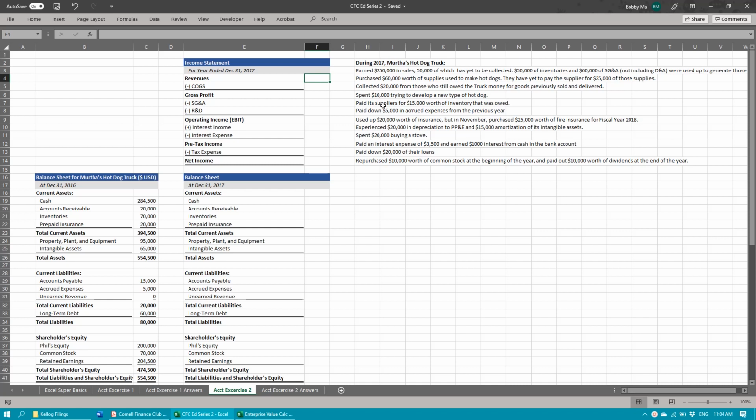Here, the first line is that we generated $550,000 in sales, $50,000 of which has yet to be collected, and $50,000 of inventories and $60K of SG&A that does not include a D&A portion were used up. The only reason I included this part was to make the numbers work. I realized a mistake, so I had to put this in, or else the exercise wouldn't have made a whole lot of sense. To begin with, we had $550,000 in sales and $50,000 of which is yet to be collected, so we add $50,000 of accounts receivable.